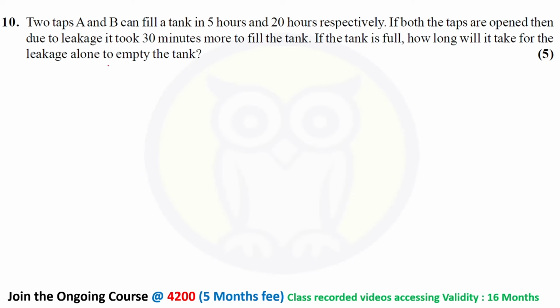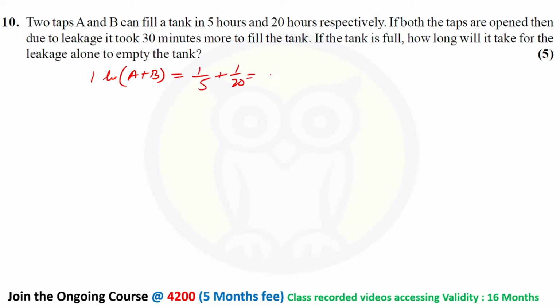Question number 10. Two taps A and B can fill a tank in 5 hours and 20 hours respectively. If both the taps are opened, then due to leakage it took 30 minutes more. If the tank is full, how long will it take for the leakage alone? So in 1 hour A and B exactly fill 1 by 5 plus 1 by 20. LCM is 20, so 4 plus 1, 5 by 20, cancel, 1 by 4.